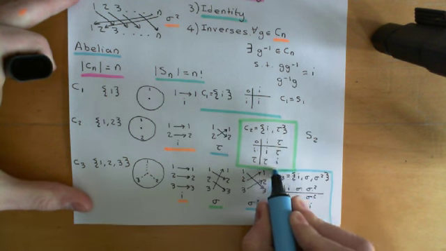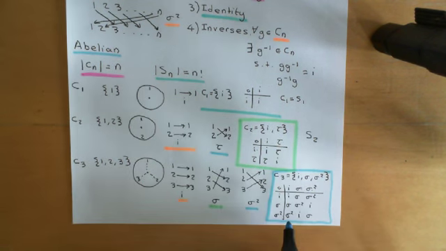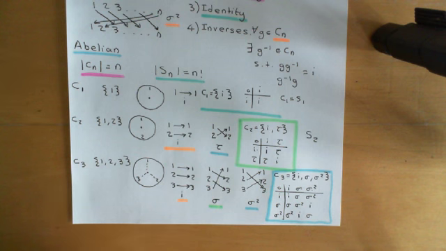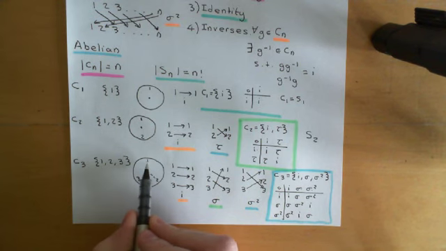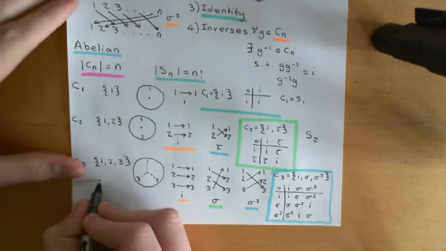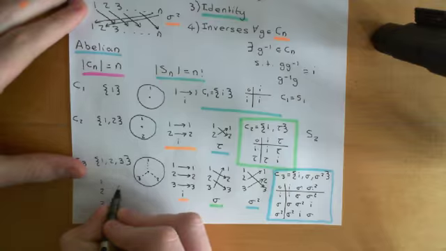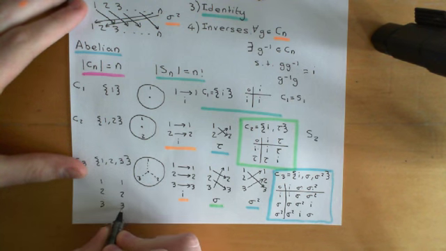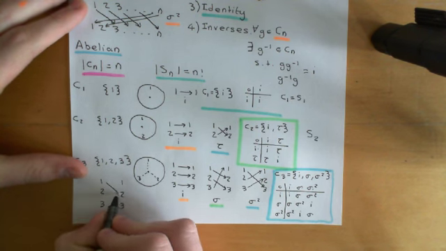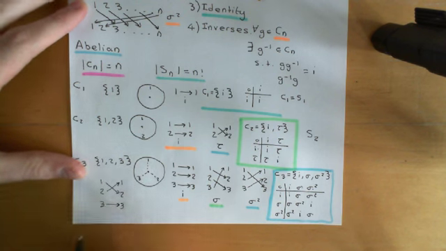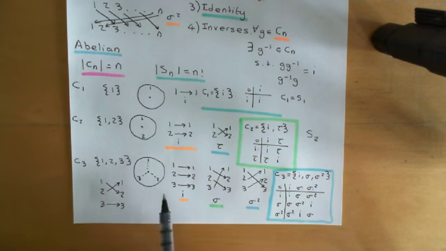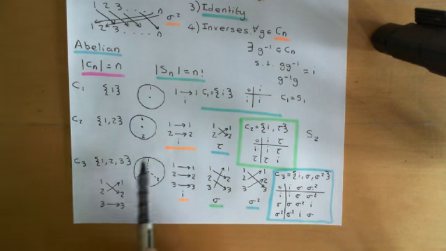Okay, S3 is bigger than that. S3 contains all the transpositions as well. So S3 contains the permutations where you just swap two of the elements and hold one the same. So for instance, it will contain the element like so. Okay, so I draw one of the elements that is in S3 but not in C3. It will contain the transposition of 1 and 2, but then you hold 3 constant. Basically, that's not in C3.